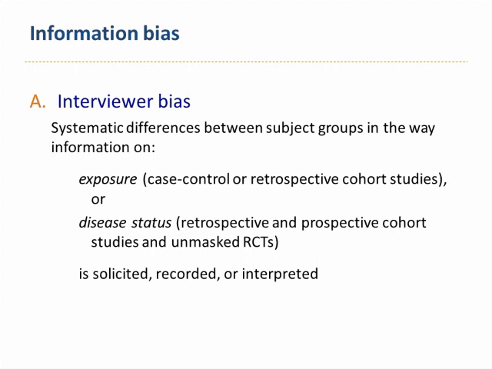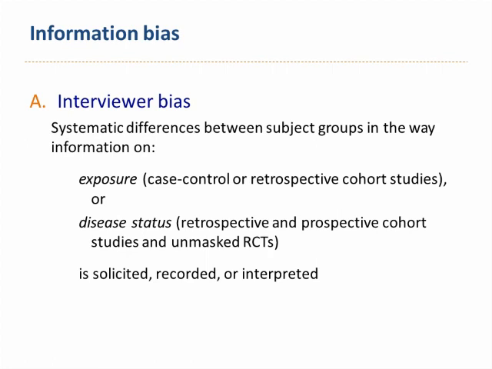One type of information bias is what's termed interviewer bias, and this arises when there are systematic differences between subject groups in the way information on exposure or disease status is collected. Interviewer bias in terms of exposure status can arise in case control studies or retrospective cohort studies. Information bias related to disease status can occur in retrospective studies, prospective cohorts, or in unmasked randomized control trials. And it can occur when there are differences between subject groups in how information is solicited, recorded, or interpreted.